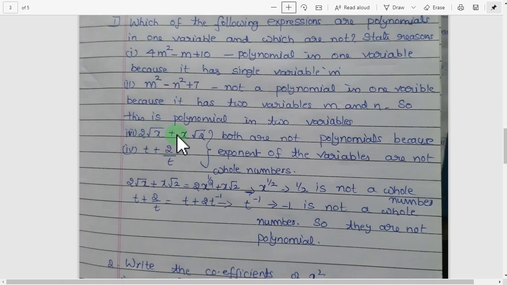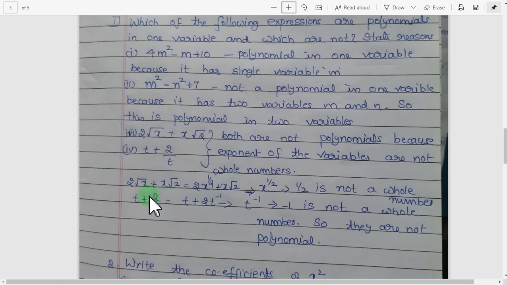Root 2 root x plus x root 2, and t plus 2 by t. See, both are not polynomials, because the condition for a polynomial is that the exponent of the variable must be a whole number. See, 2 root x plus x root 2: if you write this in exponential form, x to the power of half, plus x root 2. So half is not a whole number, so this is not a polynomial.